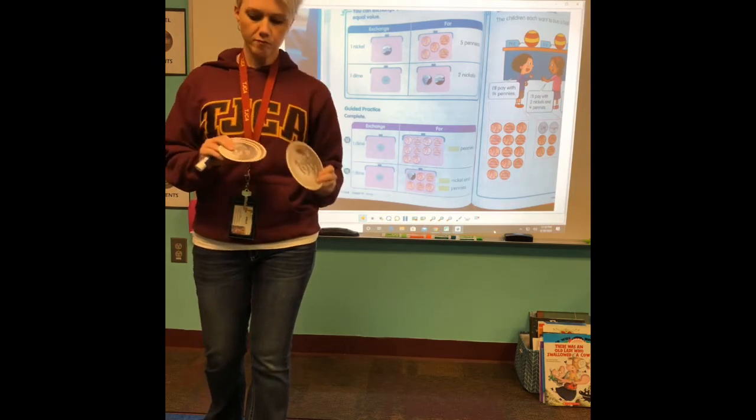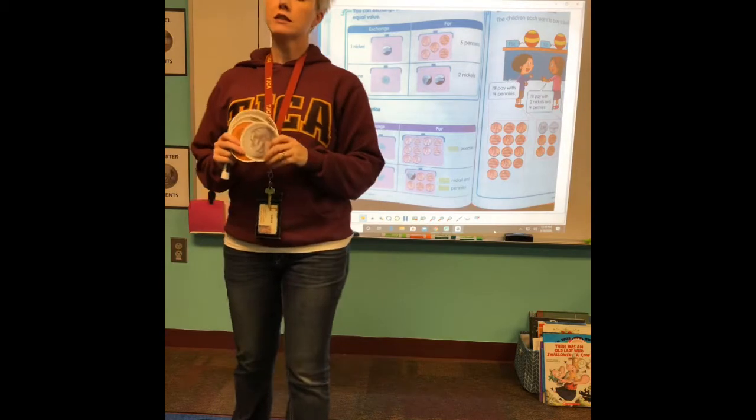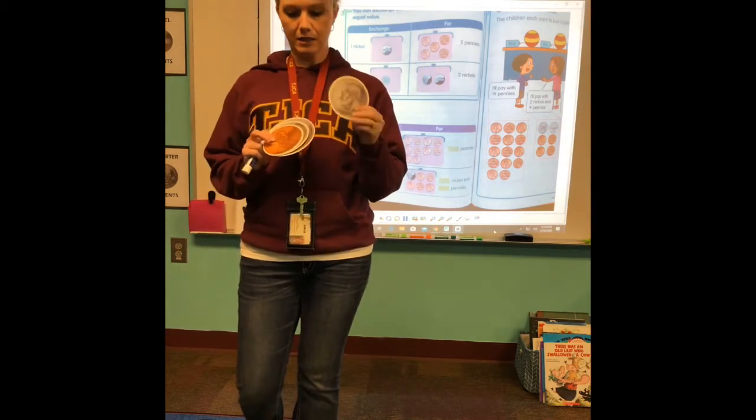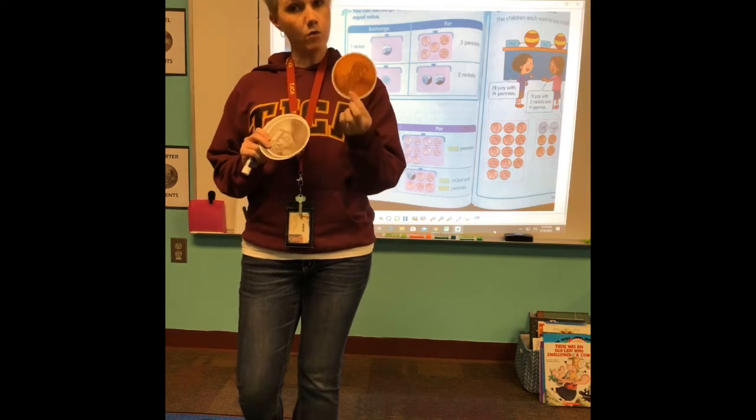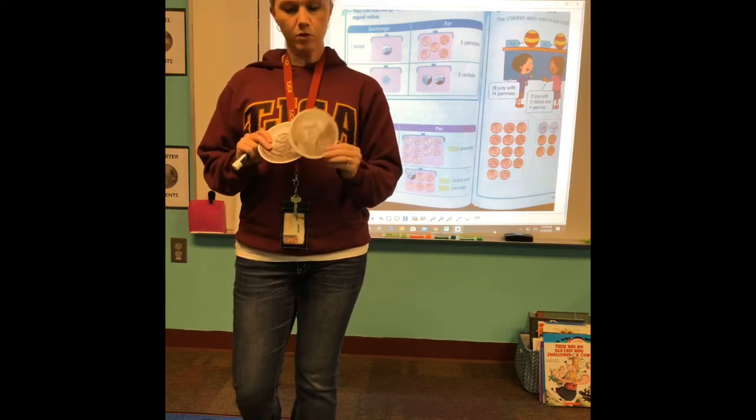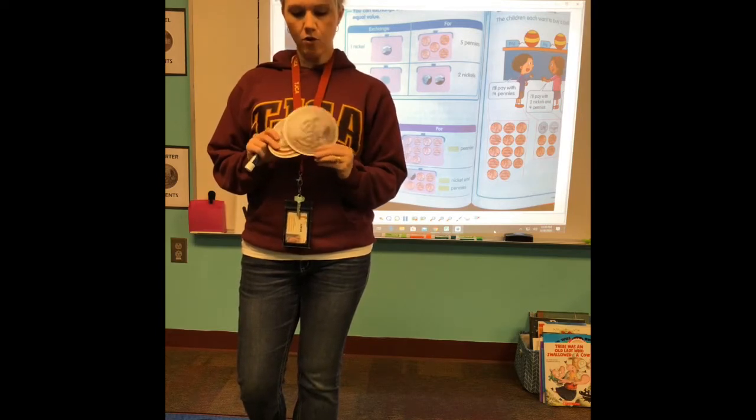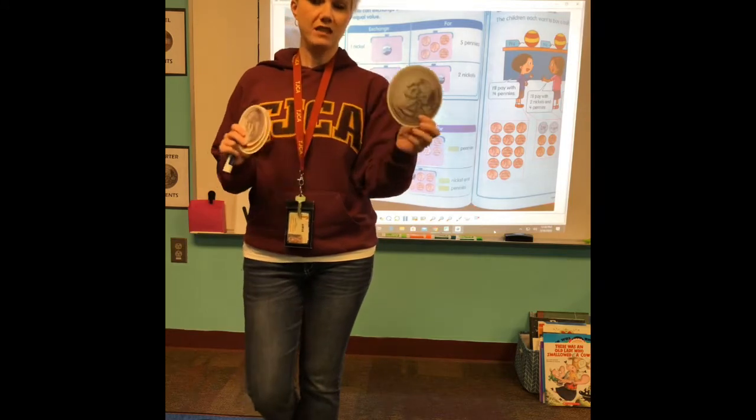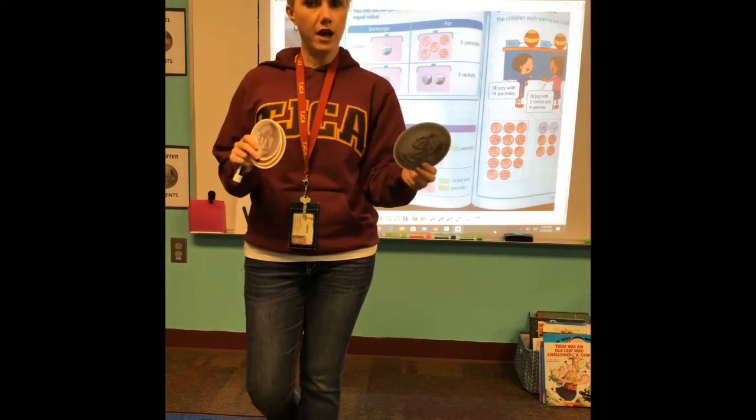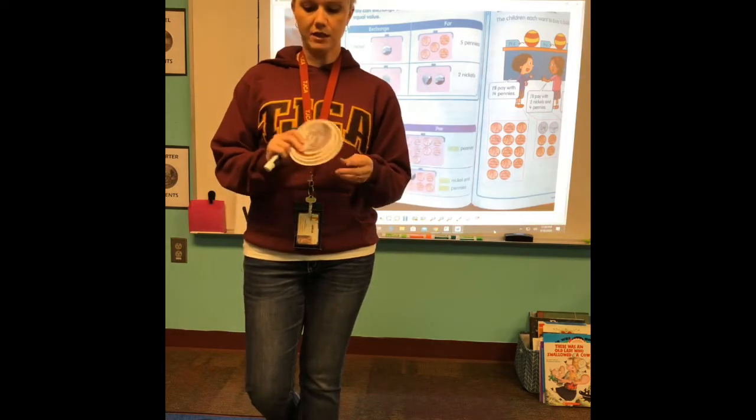So when we count dimes, because they are worth 10 cents, we count them by tens. Pennies, because they are worth 1 cent, we count by ones. Nickels are worth 5 cents, we count by fives. And quarters are worth 25 cents, and we count by 25s. That's the easiest one we use. 25, 50, 75, 100. That's the easiest one.